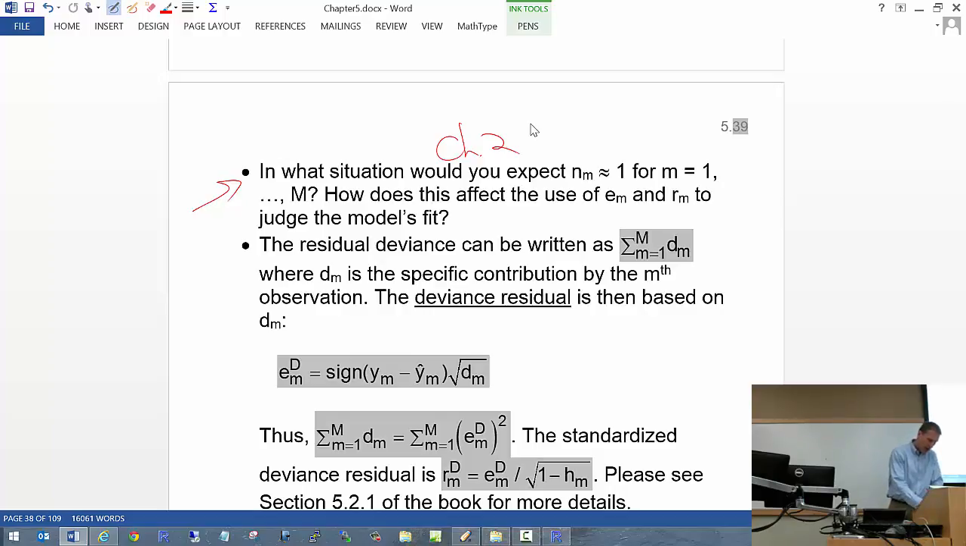That would correspond to a situation where all your explanatory variable patterns are unique, meaning you don't have any, let's say, Bernoulli observations that have exactly the same set of x's. Or to put it another way, suppose you only have one explanatory variable, and it's continuous, and all your n sub m's will be equal to 1. In that case, using a standard normal approximation is not going to really help you at all.